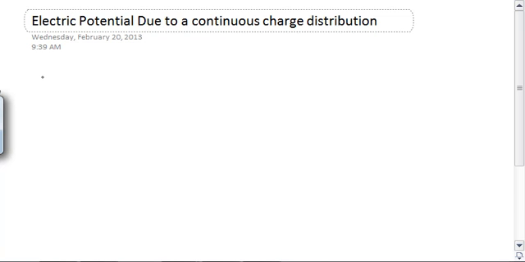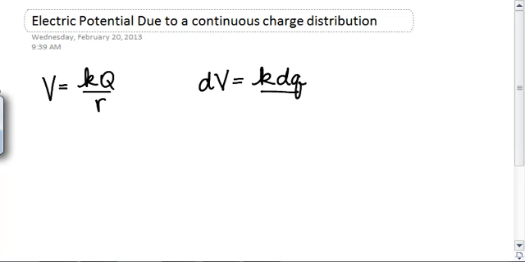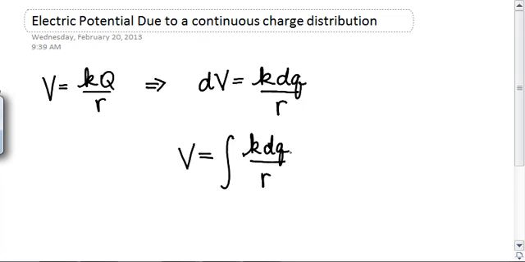If the electric potential is KQ over R for a charge, then if we wanted to find the small contribution of electric potential due to a small contribution of charge, we can do that. If we integrate both sides between 0 and V, we'll get the integral of K dq over R. Remember that dq business? Lambda and sigma and fun stuff like that?